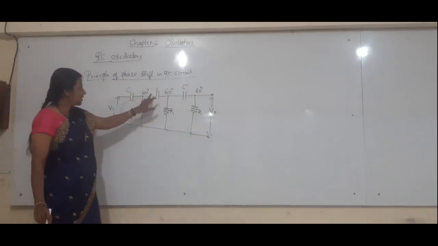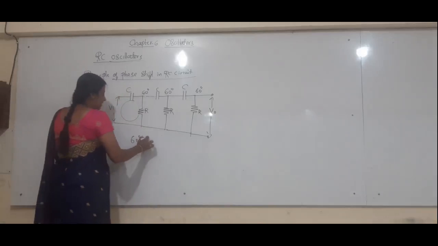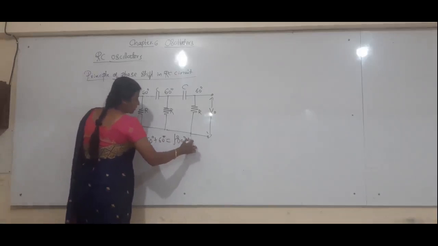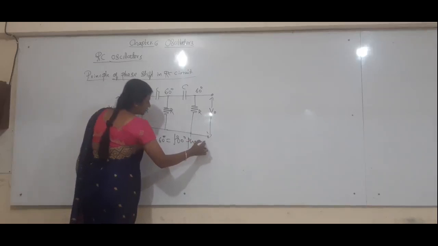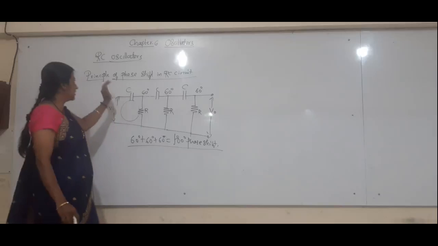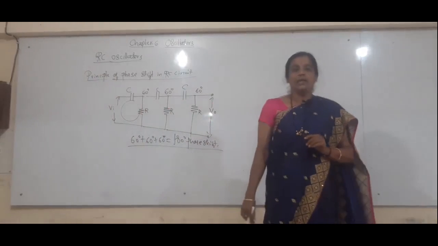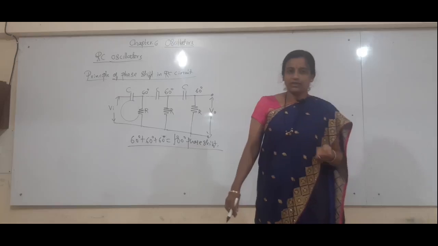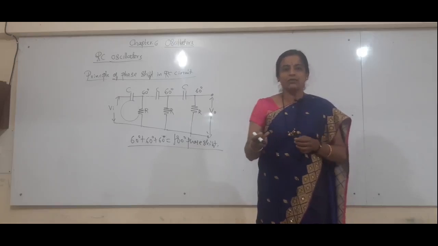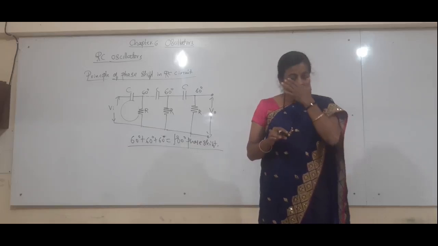So the total phase shift is how much? 60 plus 60 plus 60 degree is equal to 180 degree phase shift. Therefore, this concept is going to be employed in your RC phase shift network. For that we studied the principle of phase shift in an RC network, and how that phase shift is used in order to get the total phase shift of 180 degree in a feedback circuit. Instead of using a tank circuit, these feedback circuits are used so that they produce a phase shift of 180 degree.